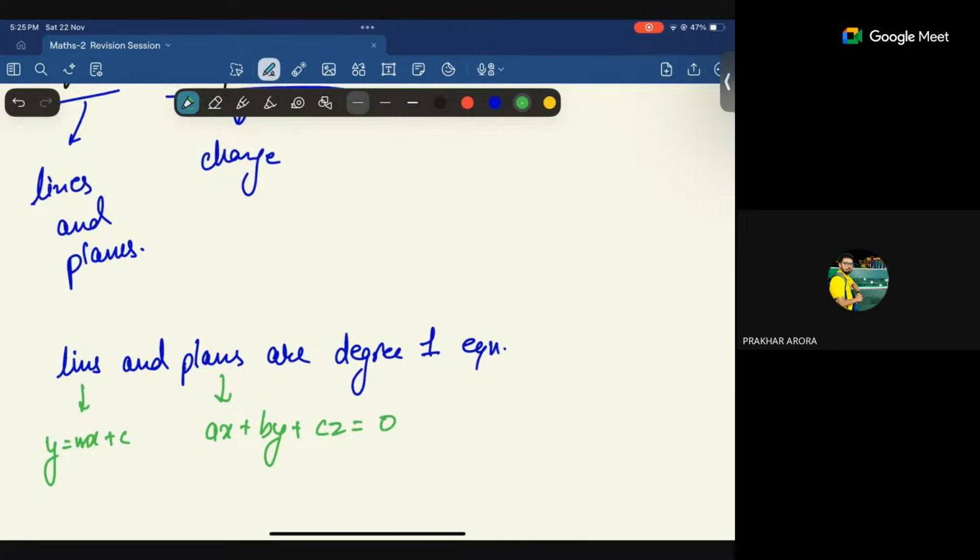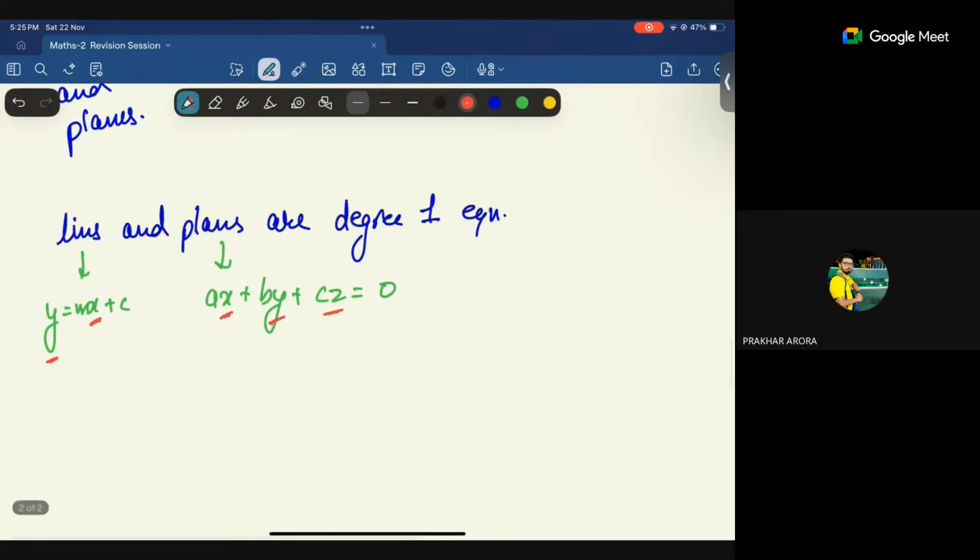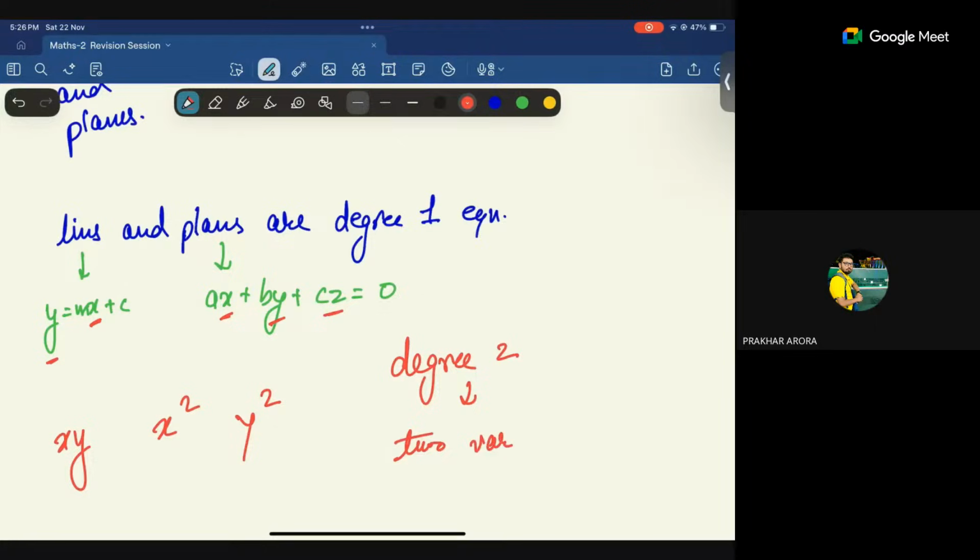If you see here, the variables are x, y, and z, and here the variables are x and y. You can see that there is no degree 2 term. What are degree 2 terms? Degree 2 terms are terms like xy, x square, y square. Degree 2 means two variables multiplied. Here x and y are multiplied, here x is multiplied with x, here y is multiplied with y.